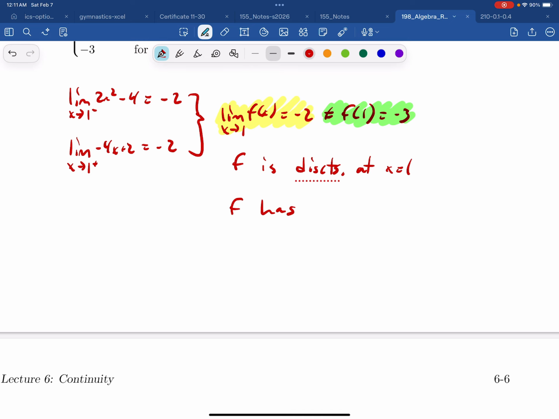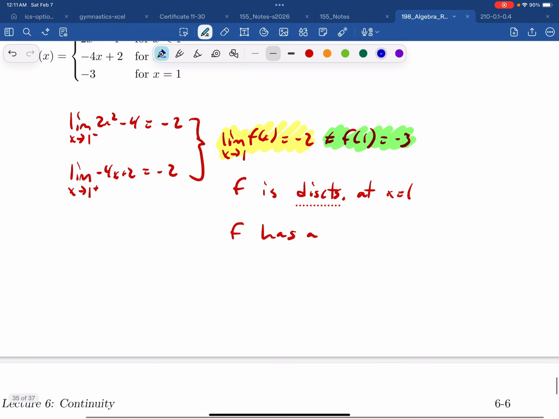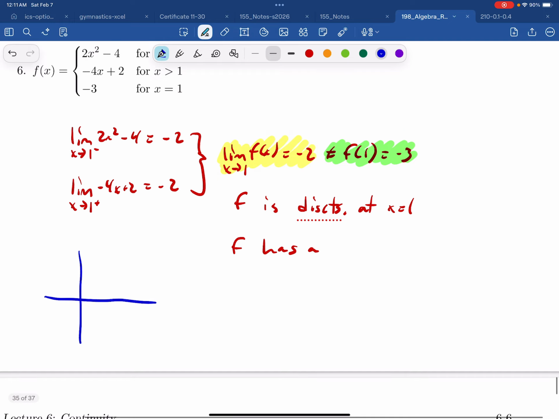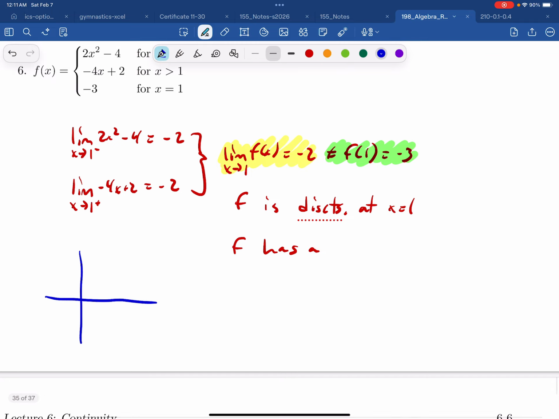I'm just going to graph it for you, and you tell me what kind of discontinuity this is. Something like, well, let's see, 2x squared minus 4 before 1. So it's something like this. Oh, this is 1, right? So something like this, yep. And here's our negative 2. And then we have a little hole right there. And then we have negative 3 right here. And then we have negative 4x plus 2. So it's something like this.